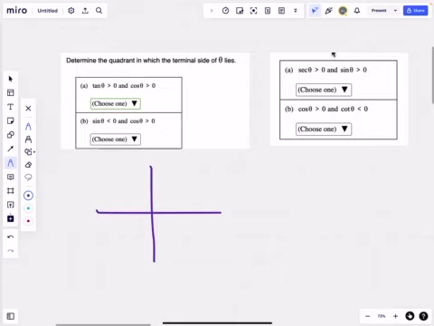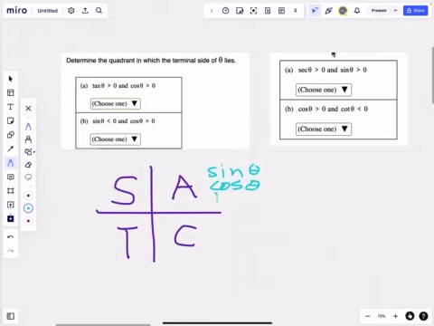It's called a CAST diagram because if you put the letters C-A-S-T starting in the fourth quadrant all the way around, you spell the word CAST. This diagram is a mnemonic device that will tell you which functions are positive within which quadrants. So for example, in the first quadrant, your sine function, your cosine function, your tangent function, and all their reciprocals are all positive. So the A stands for all. All the functions are positive.